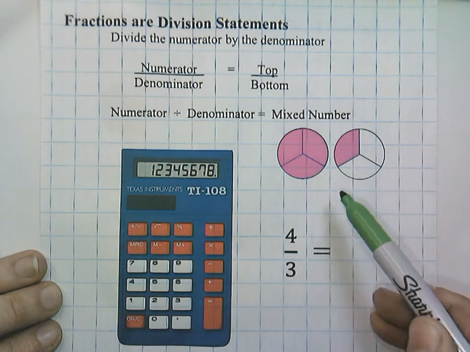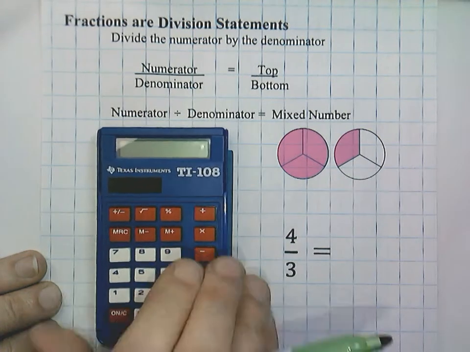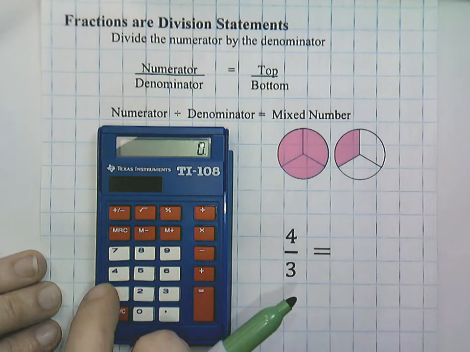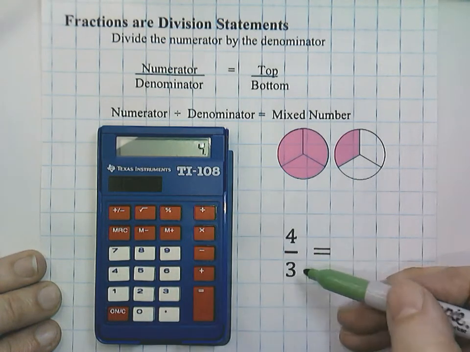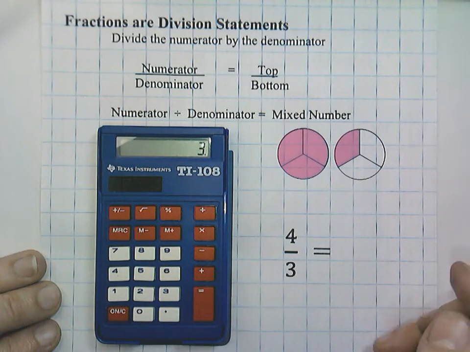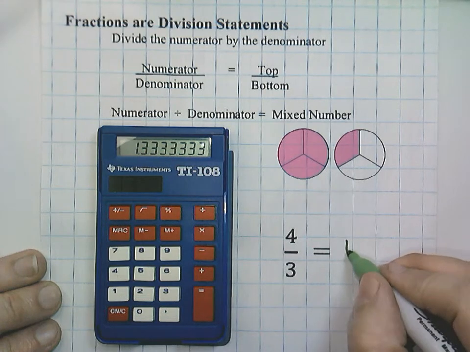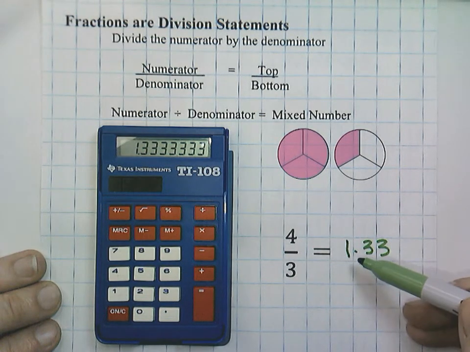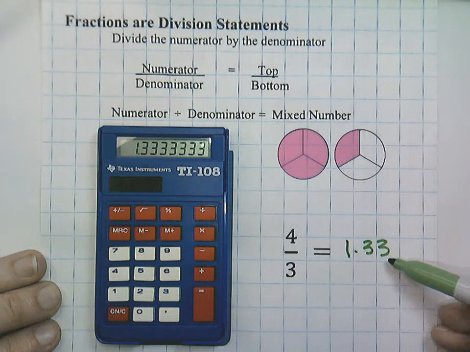So for example, 4/3. If I were to divide the top number 4 and push the divide button and then the bottom number of 3, that would equal 1, and then we have 3 keeps repeating. I'm just going to stop at the 2 digits. So 1.33, that's roughly a third. 33 out of 100 would be about a third, a little bit less, but right about a third.